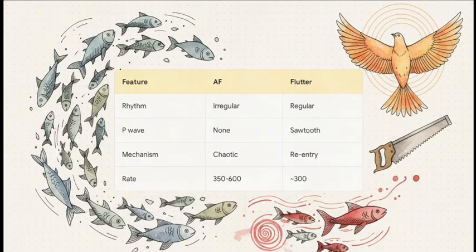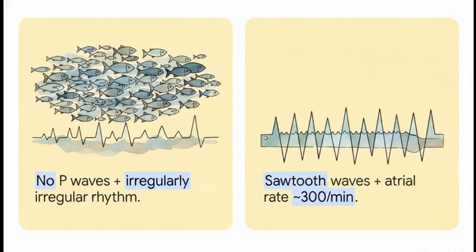AF fires at 350 to 600. Flutter is pinned at about 300. They both carry a really high stroke risk. And your memory anchors, the frantic fish swimming everywhere for AF versus the perfect circles of the bird and the saw for flutter. When you are hunting for the correct answer on the USMLE or AMC exams, you need to recognize the exact textbook phrasing.